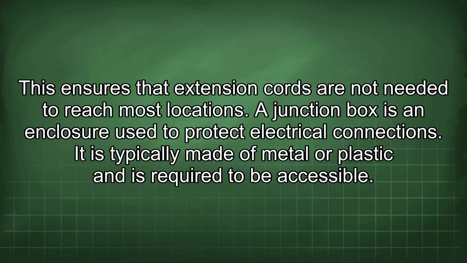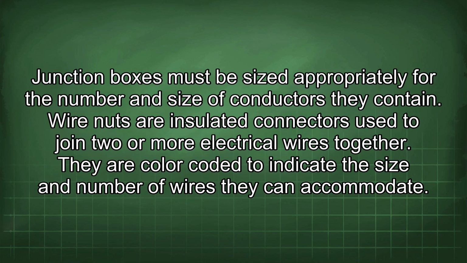A junction box is an enclosure used to protect electrical connections. It is typically made of metal or plastic and is required to be accessible. Junction boxes must be sized appropriately for the number and size of conductors they contain.